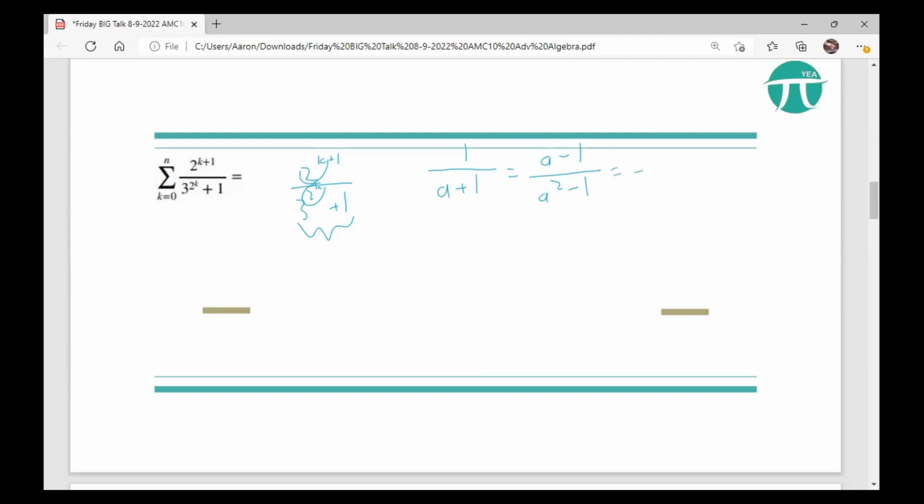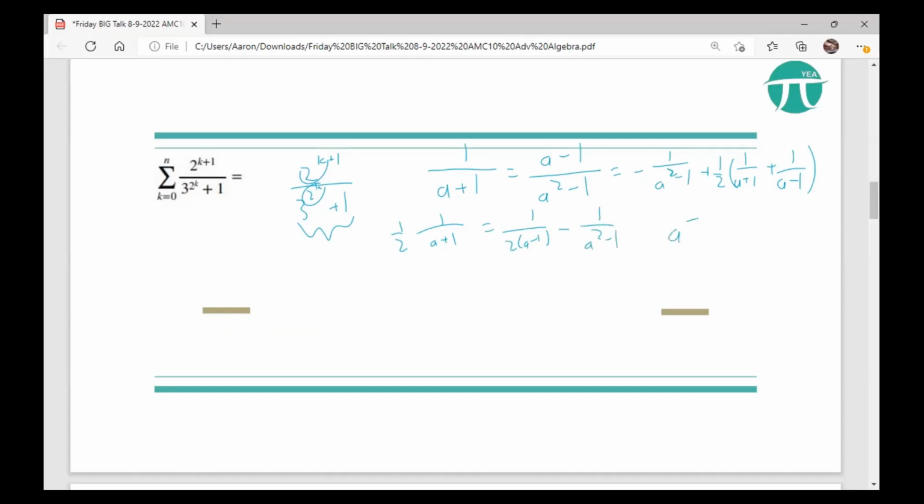So this is negative 1 over a squared minus 1 plus 1/2 of the sum of 1 over a plus 1 and 1 over a minus 1. And so that means that 1/2 of 1 over a plus 1 is just equal to 1 over 2 times a minus 1 minus 1 over a squared minus 1.